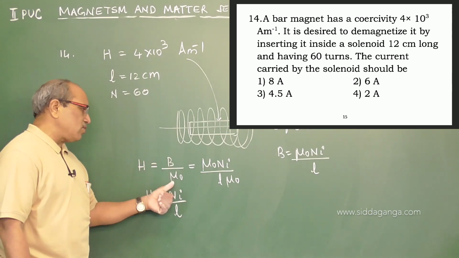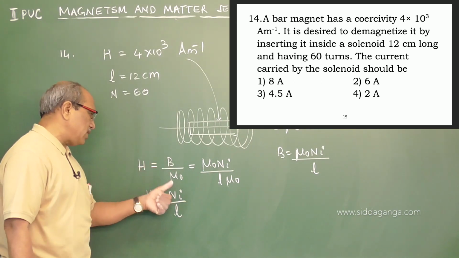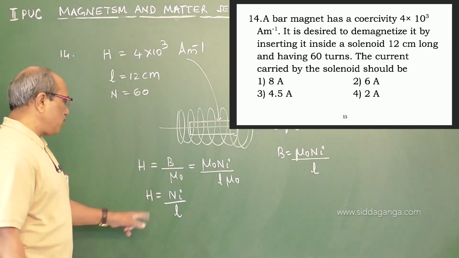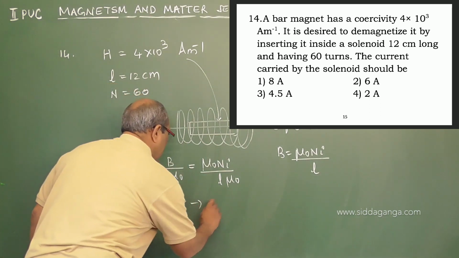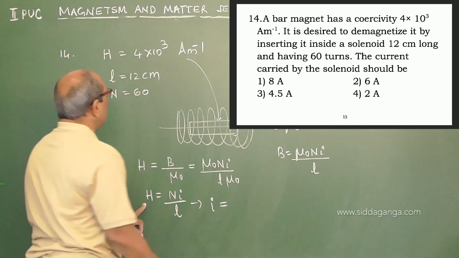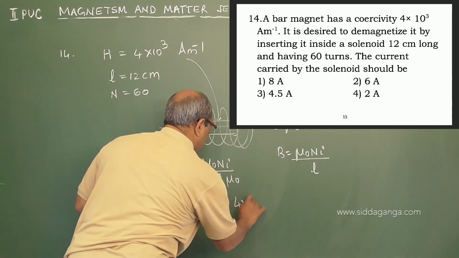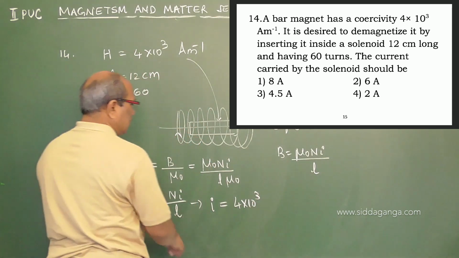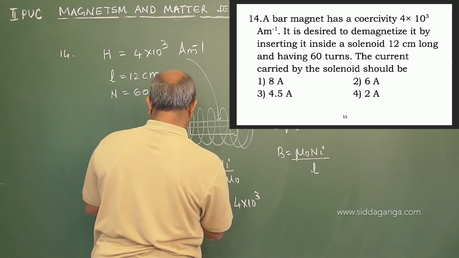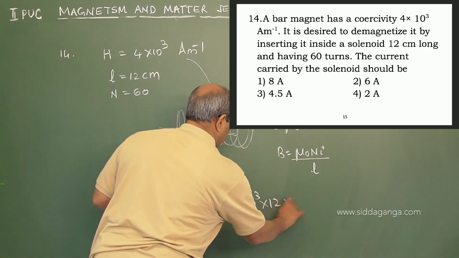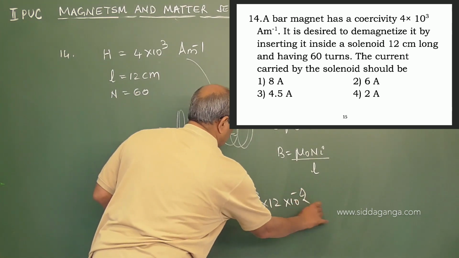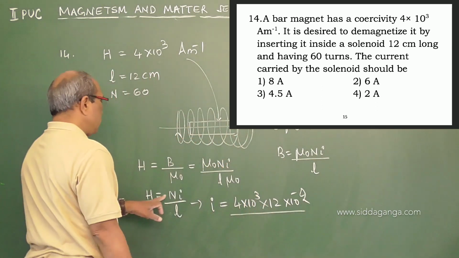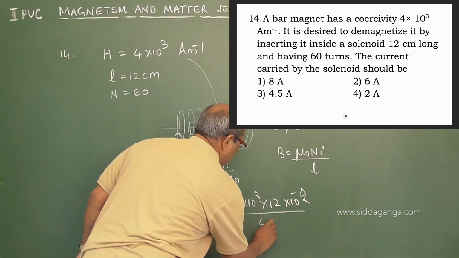H is B by mu naught, or mu naught is B by H. Mu naught Ni by L is the value of B. Therefore, the current necessary is, with H value 4 into 10 power 3, the current you have to pass through the solenoid: H into L divided by the number of turns. L is 12 centimeter, which is 12 into 10 power minus 2 meter, converting centimeter to meter, divided by the number of turns, 60.